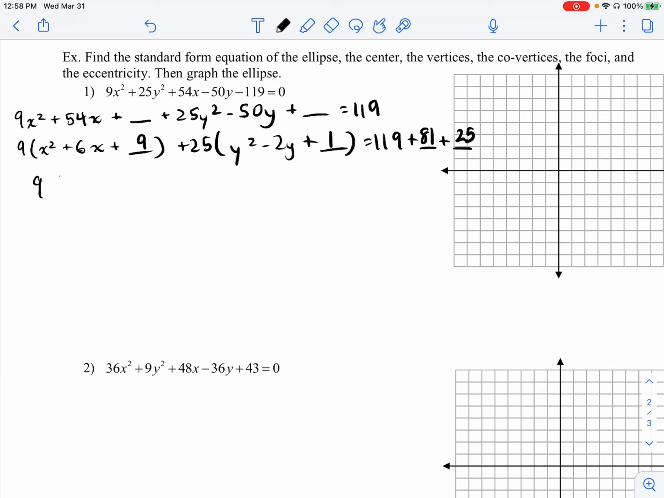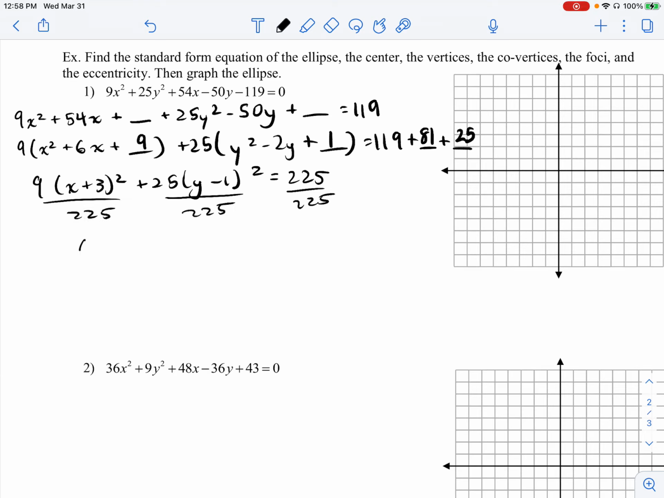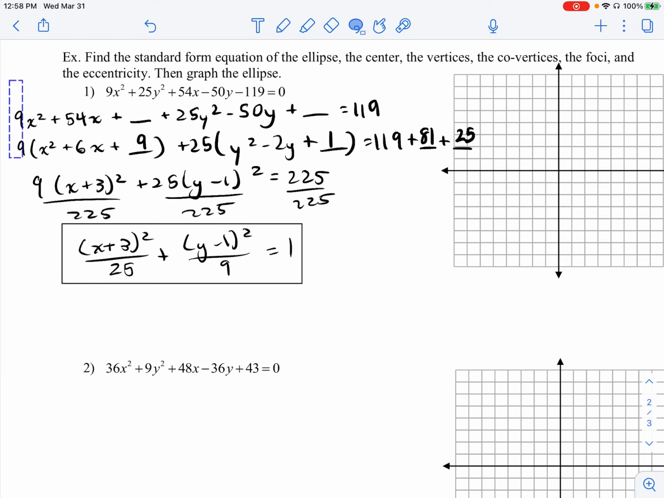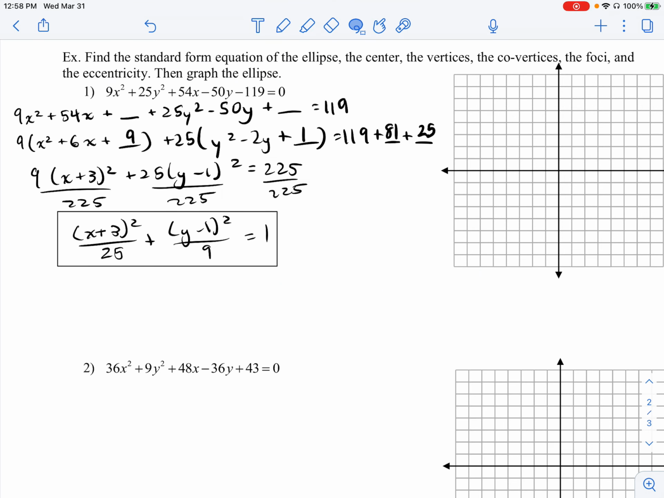So now let's clean this up. We've got 9 times x plus 3 squared plus 25 times y minus 1 squared. All of this is equal to 225. And because we want our right side to be equal to 1, we're going to divide everything here by 225. So it gives me x plus 3 squared over 25 plus y minus 1 squared over 9, and all of this equal to 1. So there's our standard form equation. Now, again, the primary purpose of this, and let me just make this a little smaller, the primary purpose of this is so that we can easily identify some of our key information.